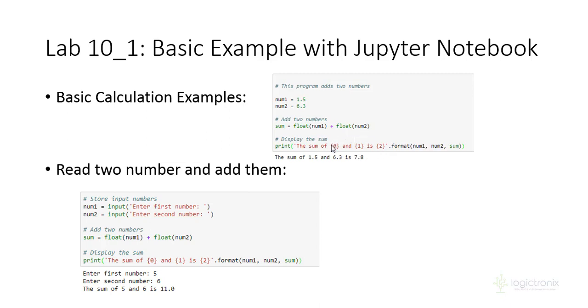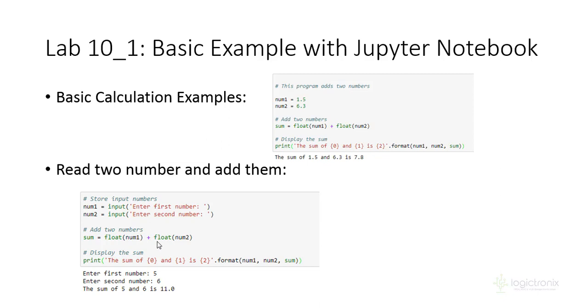If we change it to 2, 1, 0, then what happens is that sum will be presented in the position of 2, num2 in position 1, and num1 in position 0, etc. We will also see this type of example in Jupyter Notebook in the next lab session.